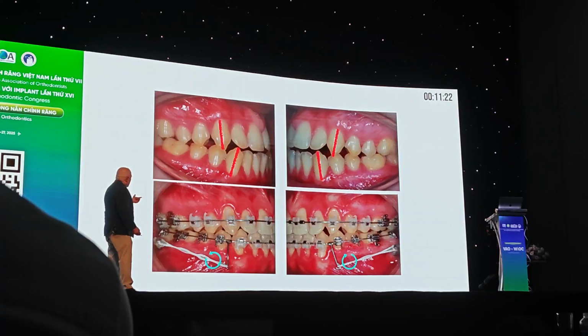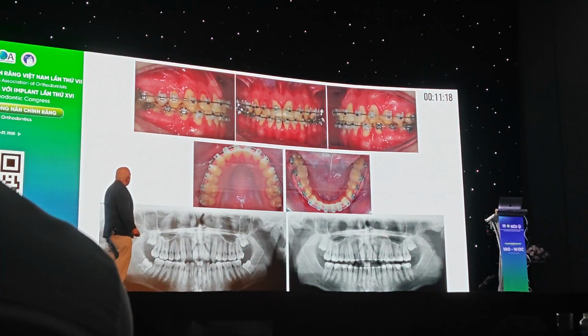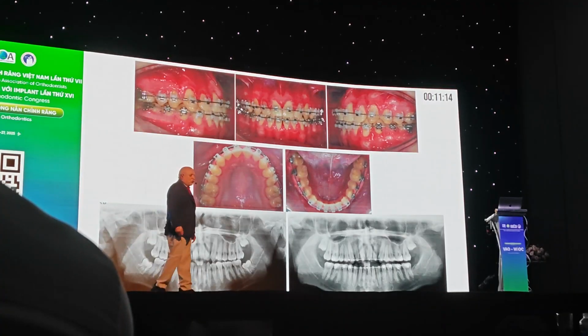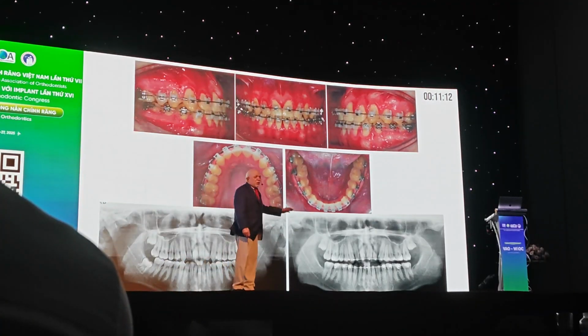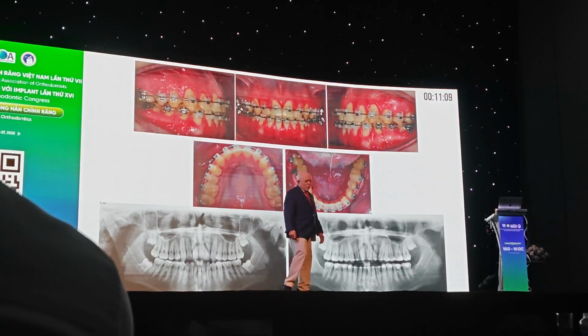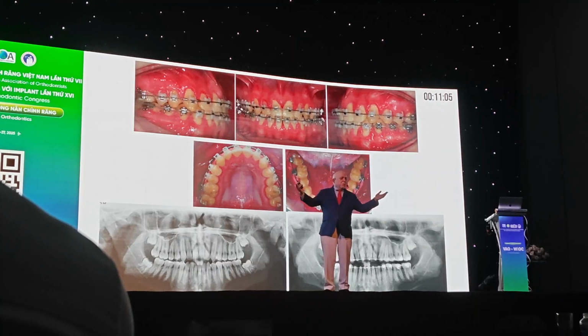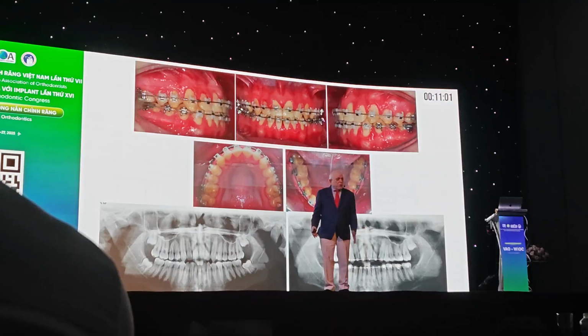So take a look at how much distalization has been done in the lower. Now we have class 1. And now you can go in and put in braided wires to finish up the patient. I'm skipping a lot of wires in between, which have been put in these cases. The idea here is to show you the spectrum of how you can use these tags.